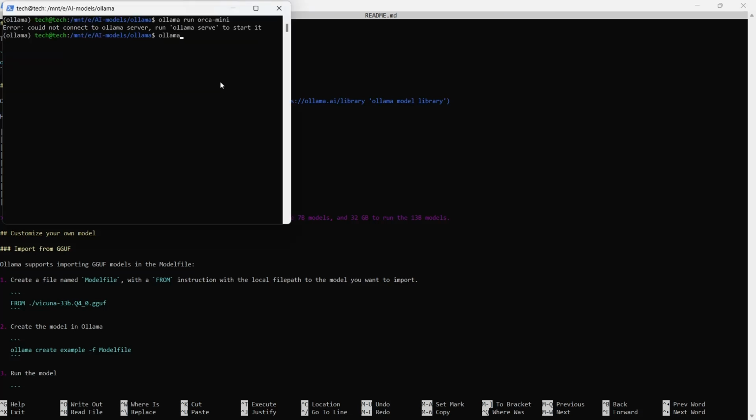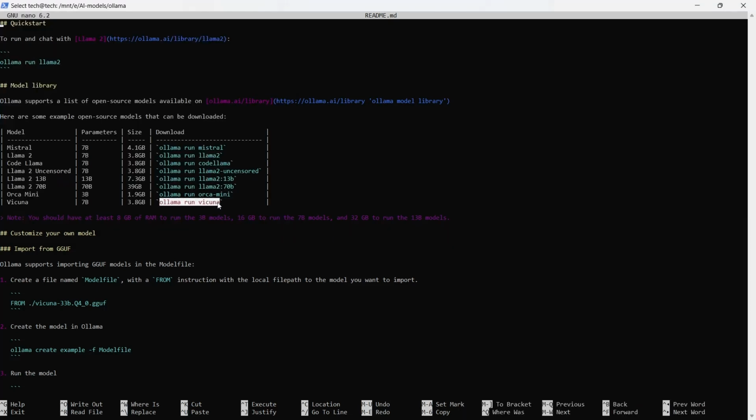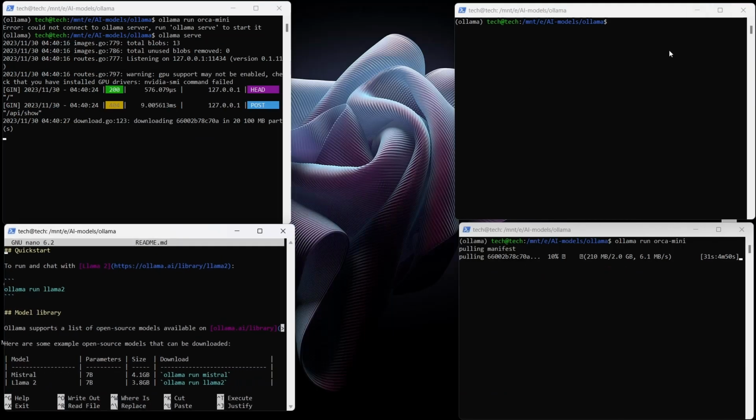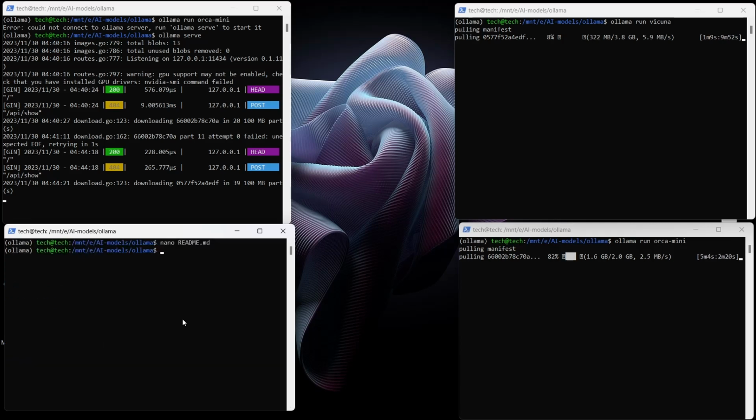So here, let's start the server. Ollama run Vicuña. This is to download the models that I don't have. Orca Mini is on the bottom right, it's downloading already. We are at 80%, and now I can start the other one also. Here I'm going to exit on the bottom left. On the top left, you have the server running with the logs.